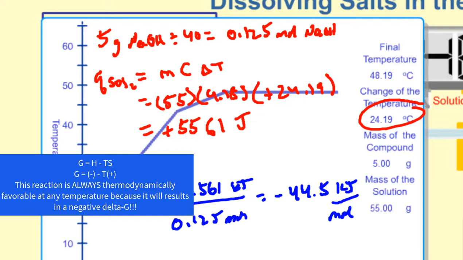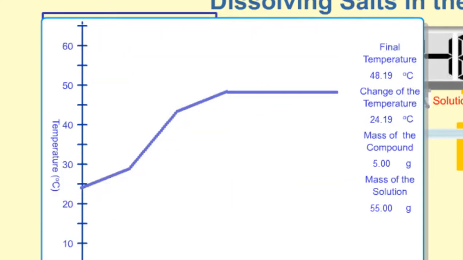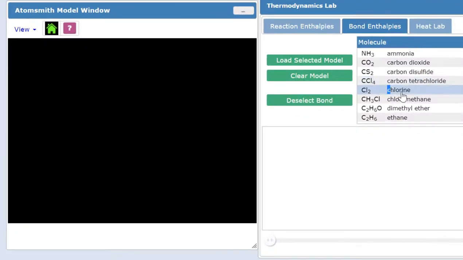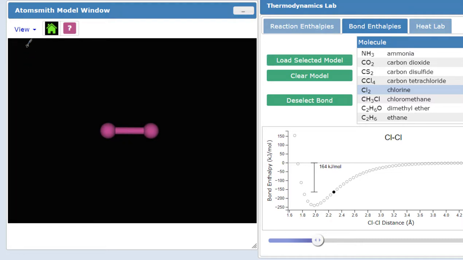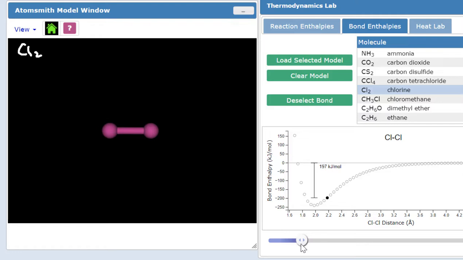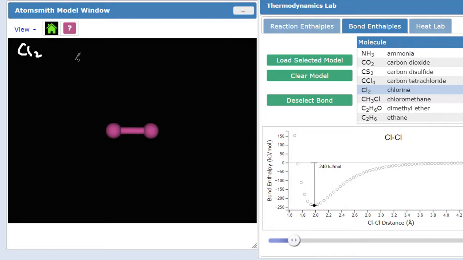Okay. Now let's take a look. We're going to go to our bonds. First, let's take a look at a chlorine bond. We know chlorine is a single bond. This chlorine single bond here is Cl2. Look at this chlorine single bond. If I come down to the bottom right here, where the attraction and repulsion of the atoms are minimized, you can see it takes 240 kilojoules to break one bond.